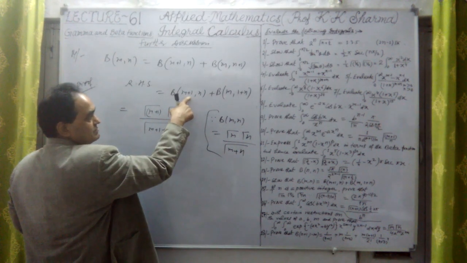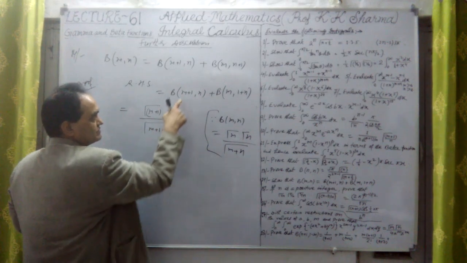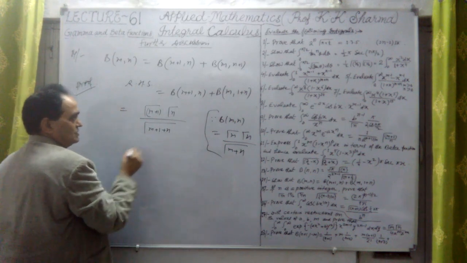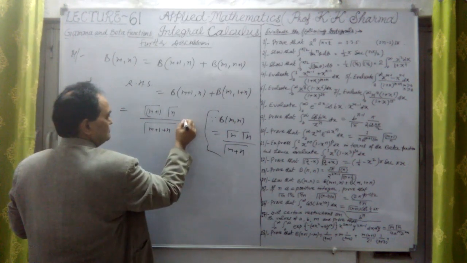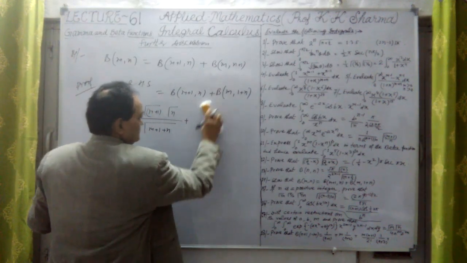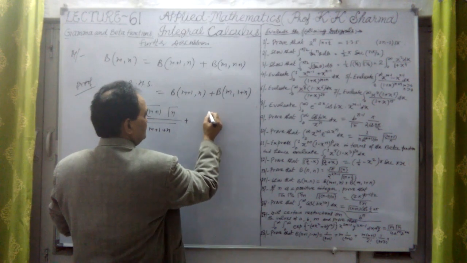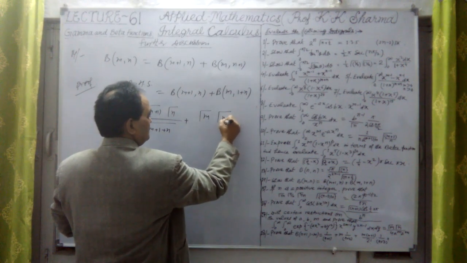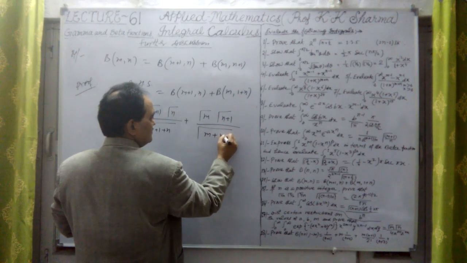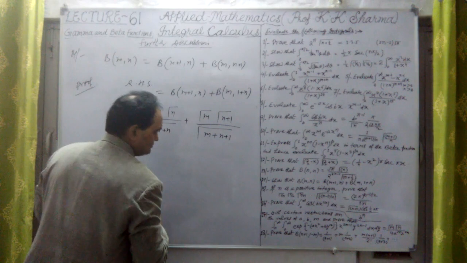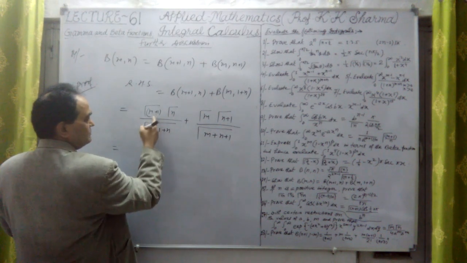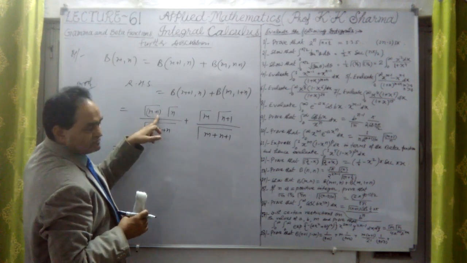Beta m plus 1, n is gamma m plus 1 gamma n divided by gamma of the sum of these two, m plus 1 plus n. And plus sign. Similarly, let me write the second part also. The second can be expressed in the same way: gamma m gamma n plus 1, with gamma m plus n plus 1 in the denominator. We can take LCM here, or first let me define this.